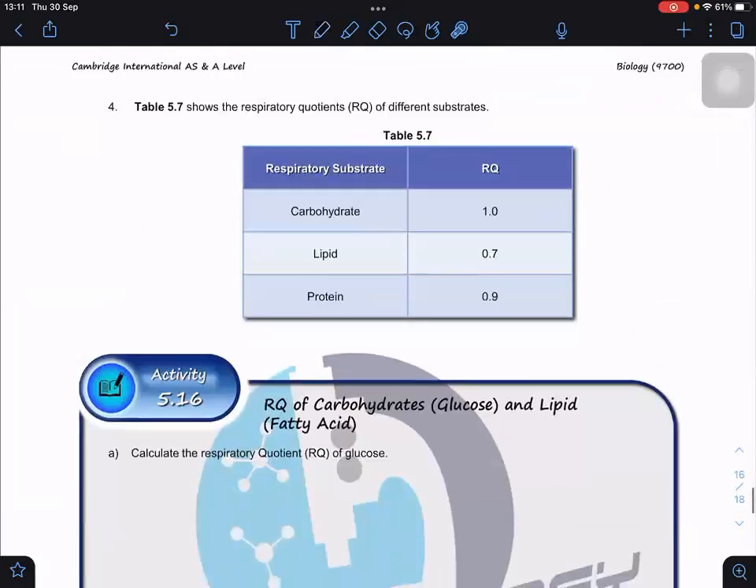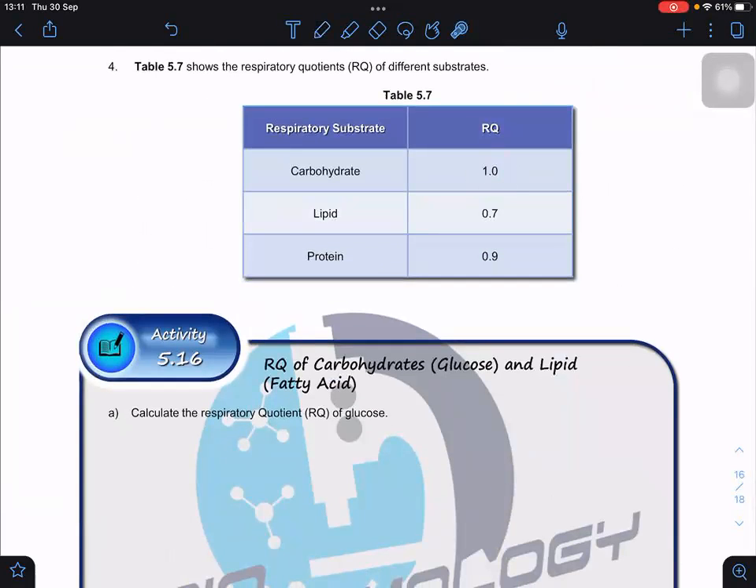So what is the RQ value for each substrate? The RQ value for carbohydrate equals 1, lipid equals 0.7, protein equals 0.9. Sometimes a question may give you a value in between. For example, if the RQ is between 0.7 and 0.9, then we can say it's a mixture of lipid and protein. Are you clear? But if the RQ value is very near to 0.9, let's say 0.85 or 0.89, then we can say the majority is protein.